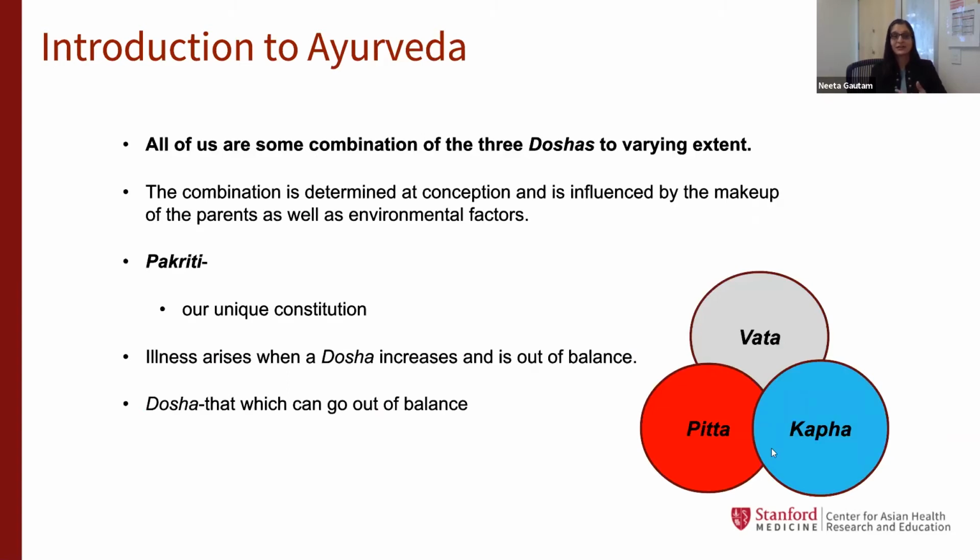All of us are some combination of the 3 doshas to varying extents. This combination is determined at conception, is influenced by the makeup of the parents, as well as environmental factors at the time of conception. Our unique constitution is called Prakriti, and illness arises when a dosha, which by definition can go out of balance, increases and is out of balance.